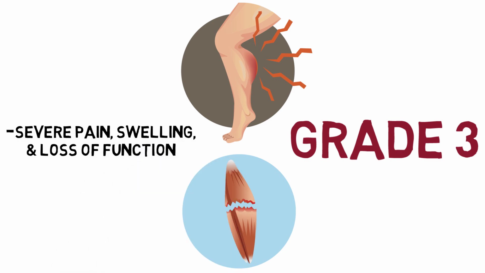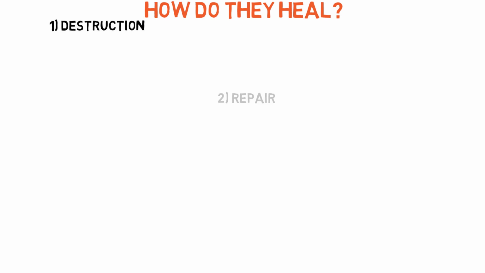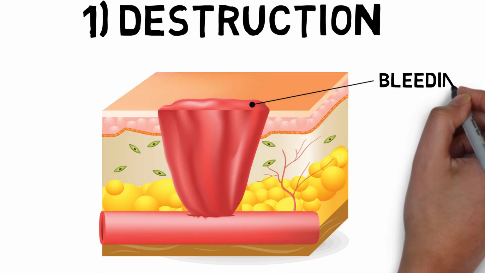Okay, now we know what muscle tears are and their different severities. How do they heal from a physiological standpoint? Muscle healing occurs in a three-phase process: destruction, repair, and remodeling. However, the second and last phases overlap and are closely related. In the destruction phase, the muscle fibers and tiny blood vessels tear and fill the area with blood.